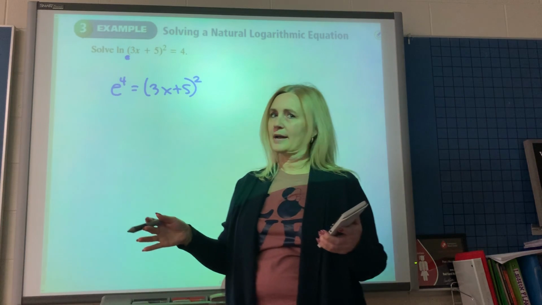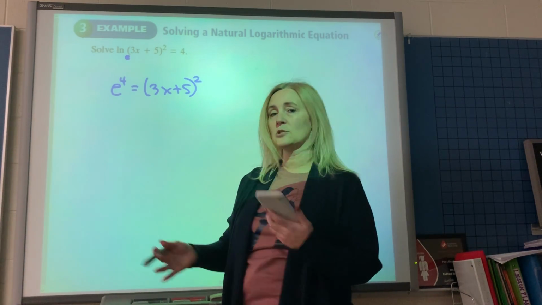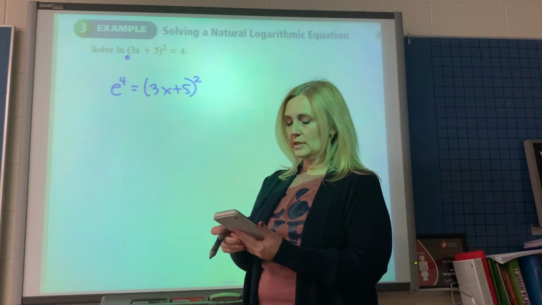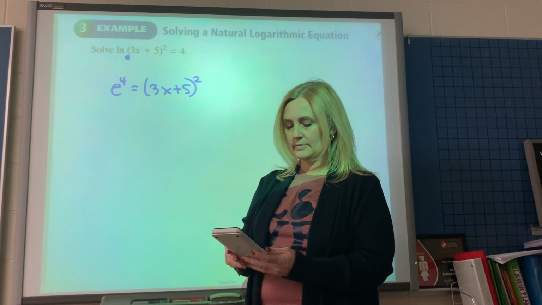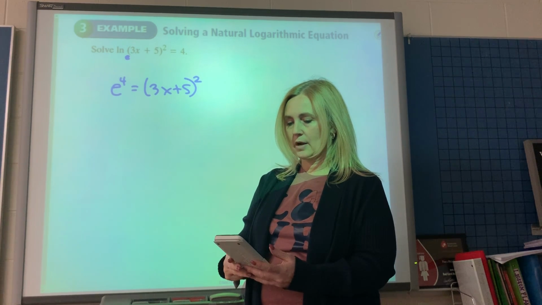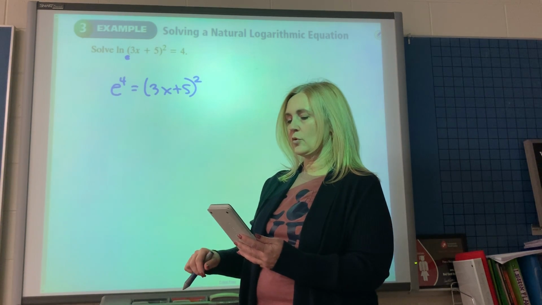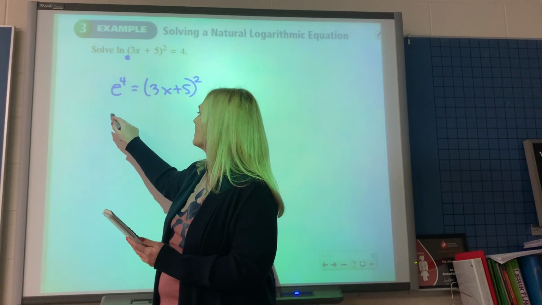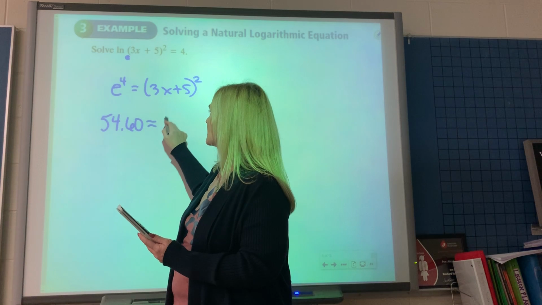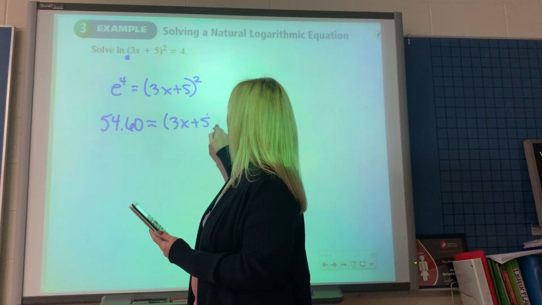Now you don't want to square that out with the FOIL method. Instead, we're going to take the square root of both sides to get rid of that square. So let's do e to the 4th first. It's going to be a long decimal, but we're going to approximate it. So e to the 4th power is approximately 54.60, approximately 3x plus 5 squared.